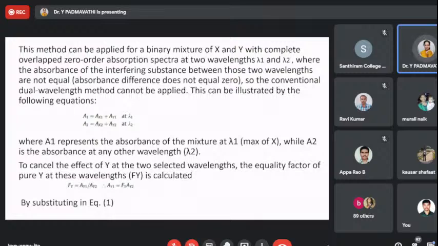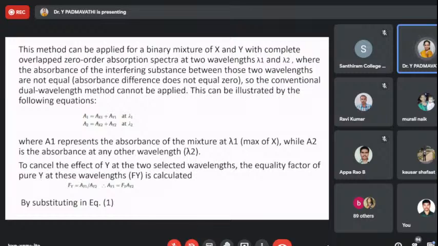The fundamental condition to be fulfilled for analysis of multi-component samples by spectrophotometry is that the absorbance of the sample mixture is equal to the sum of the absorbances of all the components present. So you can see capital A1 is equal to AX1 plus AY1 at lambda 1. The suffix 1 is for the first wavelength, 2 for the second wavelength. Capital A1 represents the absorbance of the mixture at lambda 1, and capital A2 the absorbance of the mixture at lambda 2. Then Fy is calculated, which is the equality factor.